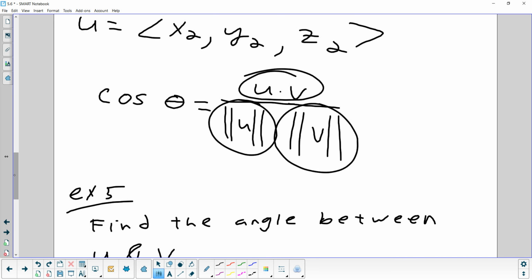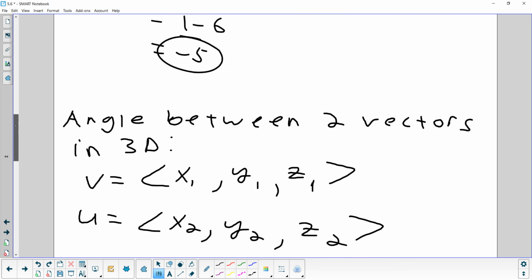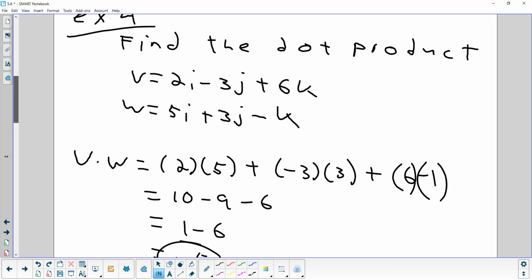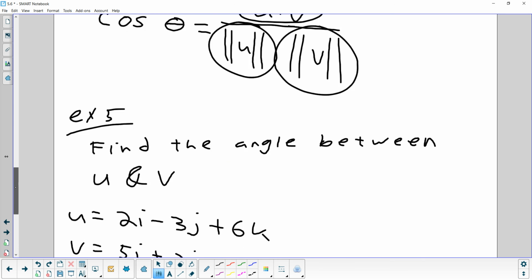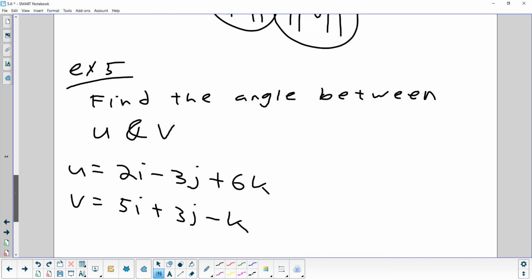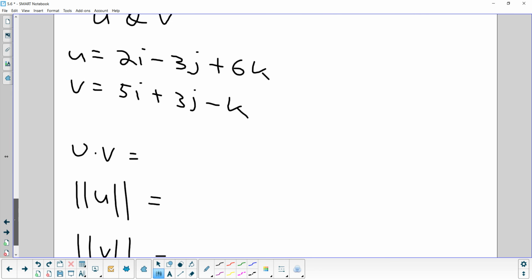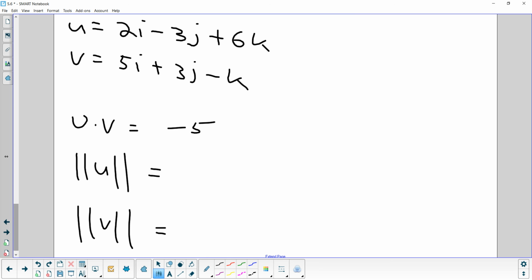So let's find the angle between 2 vectors. I'm going to use the same 2 vectors we just did in the last problem, because then we already have the dot product done. Let me just double check it. 2, negative 3, 6. Yep. And then 5, 3, negative 1. Yep. So u dot v, we already did that. What was it? Negative 5. I think I gave the vectors different names, but I'm using the same numbers. So the dot product is negative 5.